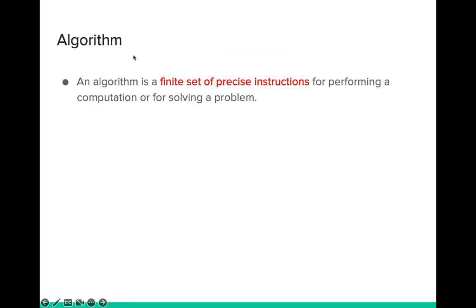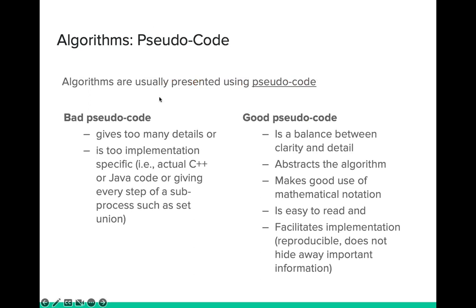Now, how can we solve those problems? We can find an algorithm. An algorithm is a finite set of precise instructions for performing a computation or for solving a problem. Algorithms may be presented using pseudocode, and since you have already taken COMSA 11, one way to express an algorithm is by using flowcharts.